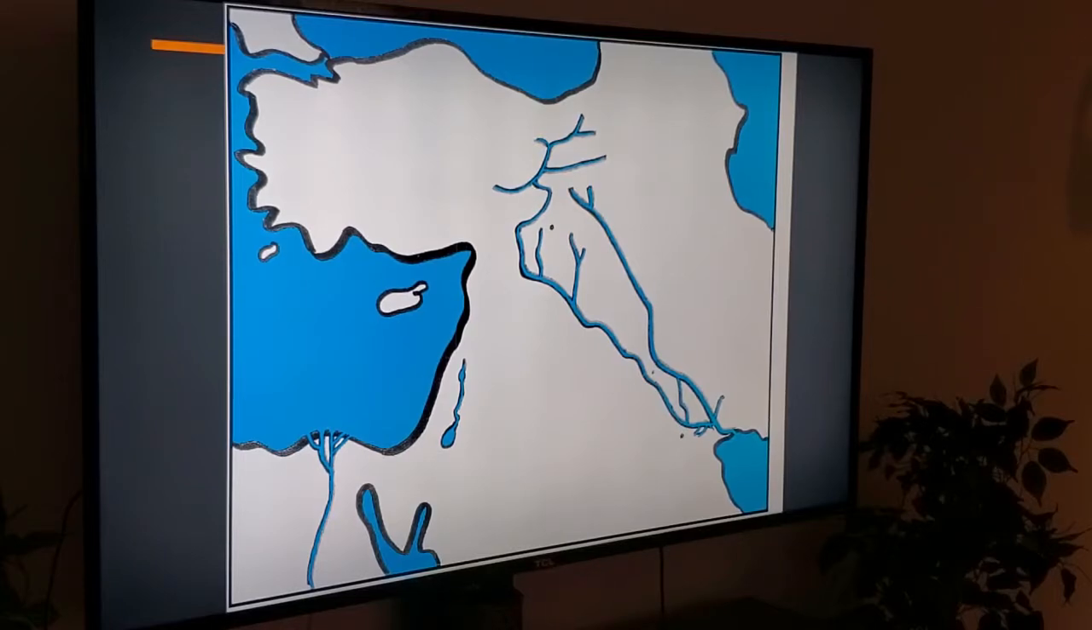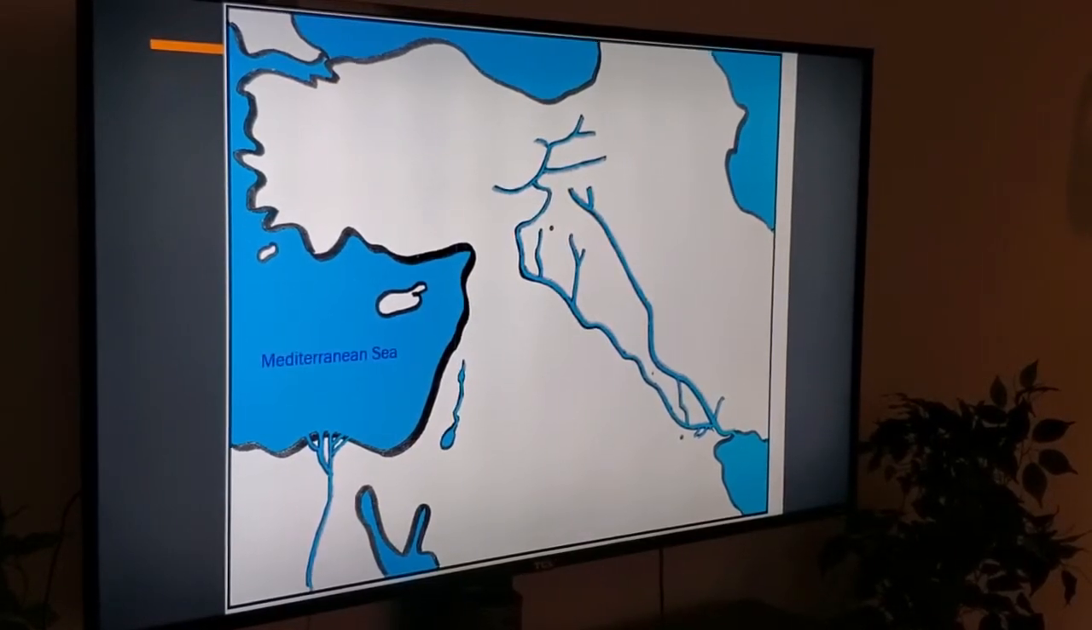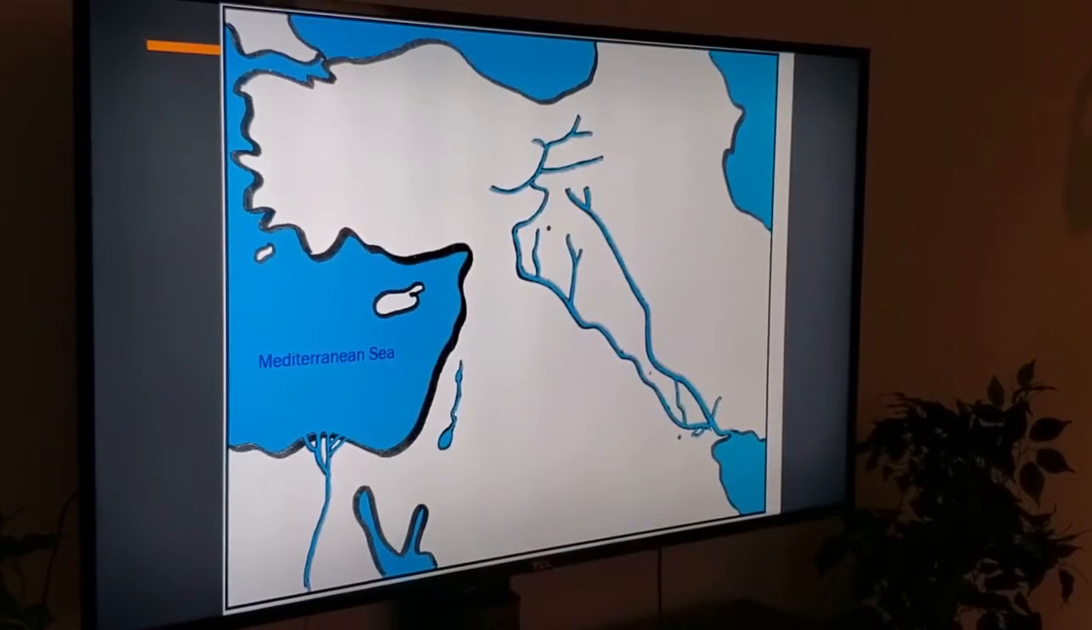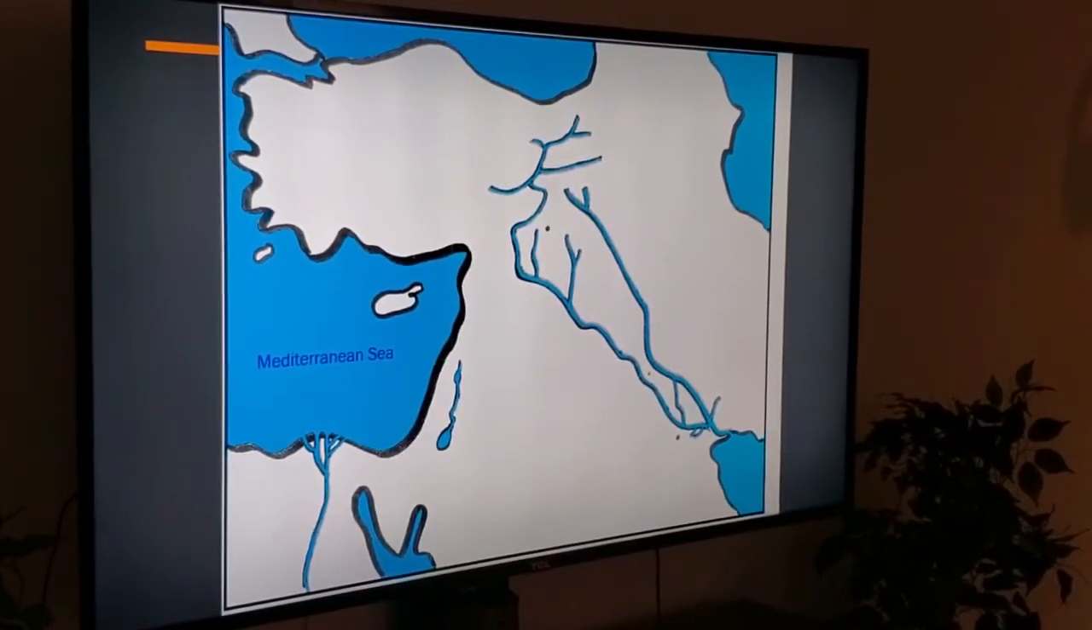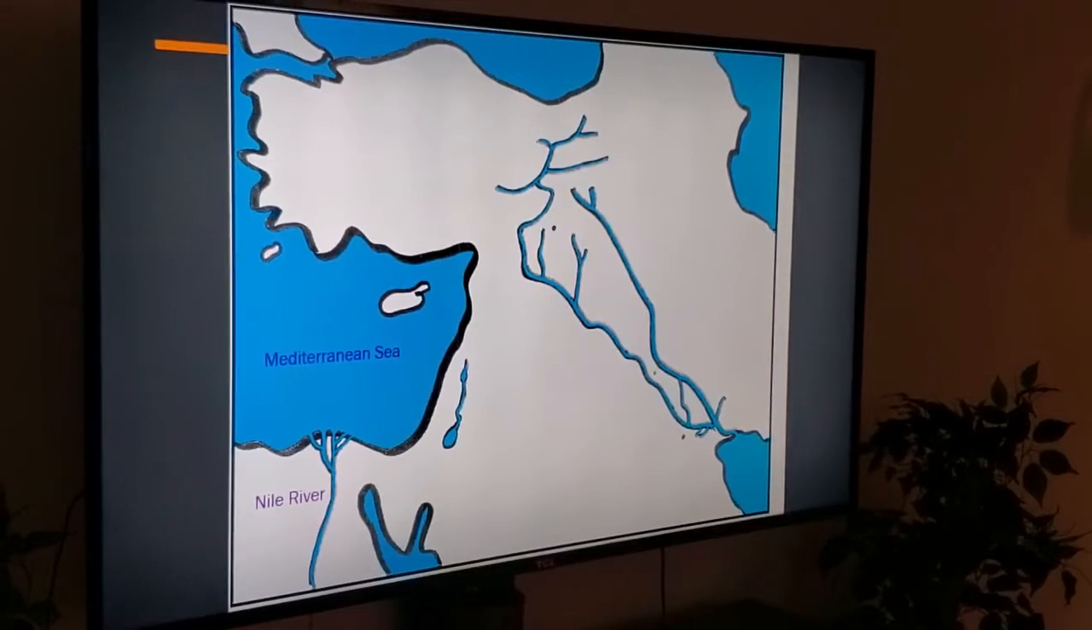So we're going to start with bodies of water. The big one on the left, Mediterranean Sea. I'll write that in there. I think Nile River is a pretty easy one. We know that that's down in Egypt. So if you're living in denial, you're probably in Egypt.